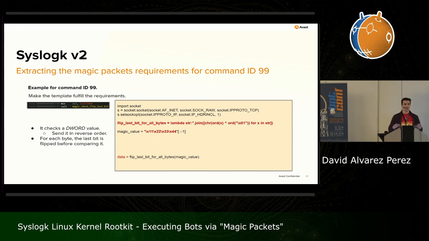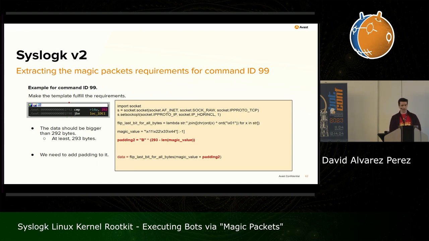Well, we are done with the IP header and the TCP header. It fits the requirements. So now let's focus on the data. We can see the value 1123344, and since we will send it to the network, we need to place it in reverse order. The next instruction is a call to a function that I renamed to magic check flip last bit. It takes the whole data and flips the last bit of each byte, and then compares to this magic value that needs to match.